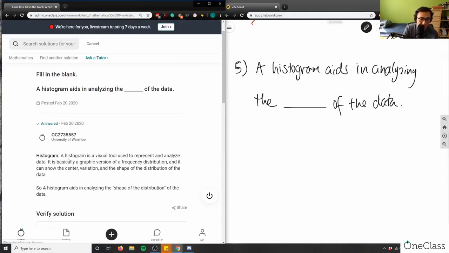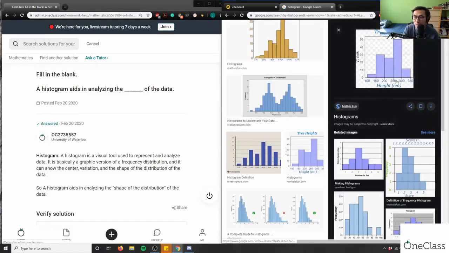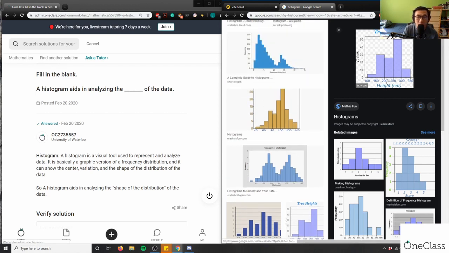The answer says a histogram is a visual tool used to represent and analyze data, basically a graphic version of a frequency distribution, and it can show center, variation, and shape of distribution. Let me reload my histogram here. You can't see tree heights because my face is blocking, but this says tree heights, I'm sorry. You can see there's a distribution: fewer trees from 100 to 150, and from 300 to 350 there are not a lot of trees. The greatest amount of trees are in the middle, the average amount, right? This is the distribution of the data.